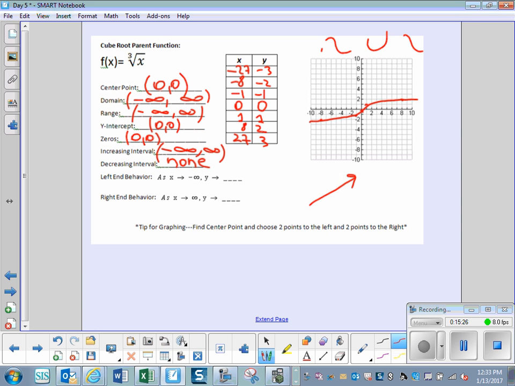And end behaviors. What happens to my y as I go all the way to the left? It decreases, right? And how much does it decrease? Y goes to negative infinity. Right end behavior. As I increase my x, what happens to y? Infinity. Goes up.